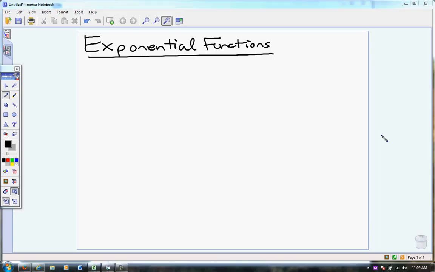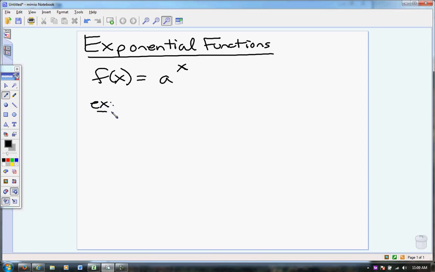Okay, today we need to review exponential functions. We talked a little bit about them last week. Exponential functions are ones where we have a to the x, and this a is a number. All right? It could be, for example, 3 to the x.